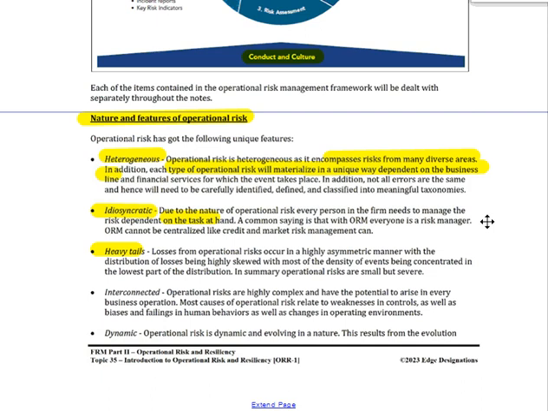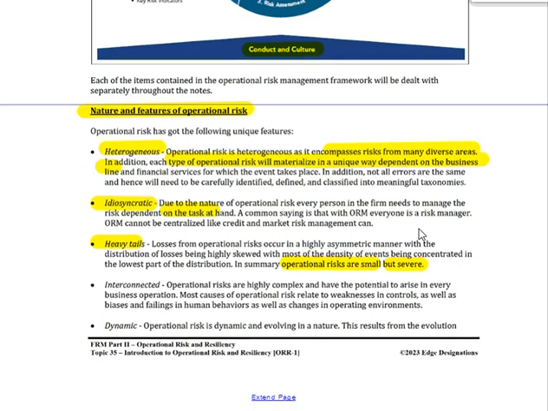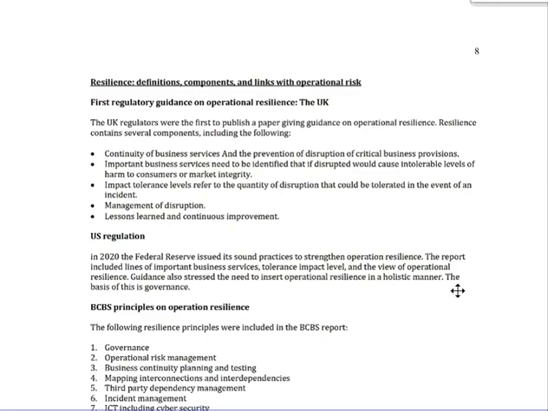So if someone had to say, well, let's define op risk, what would you say? Op risks are small generally, but when they occur, they are severe. They are interconnected, they are highly complex, and they can arise in many different business operations. They are dynamic, they continually evolve as we go through the process.